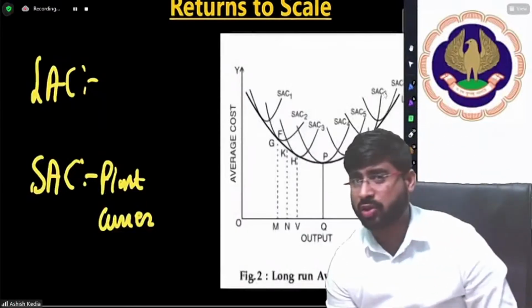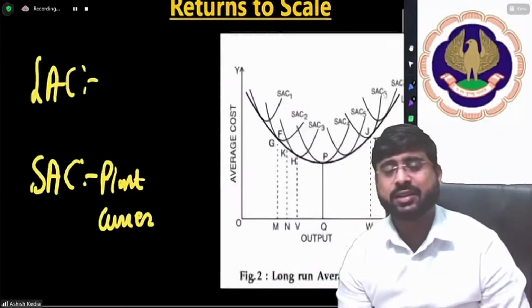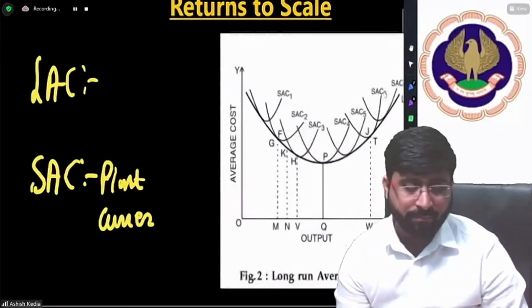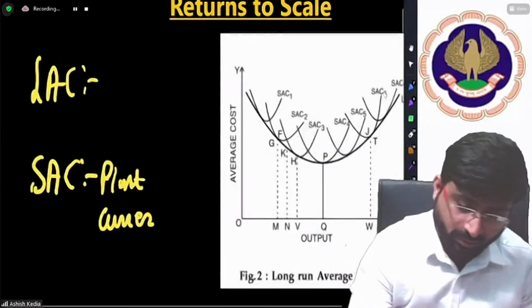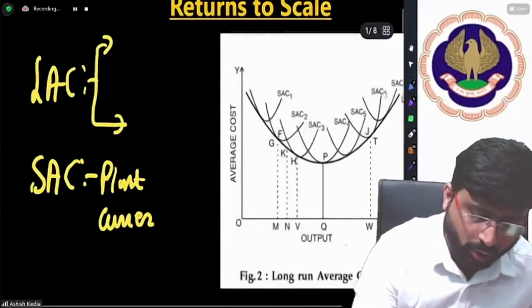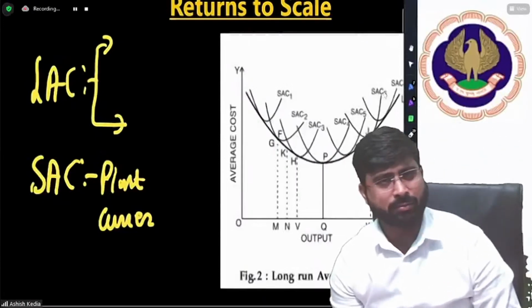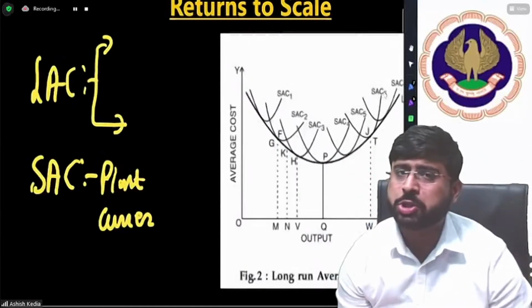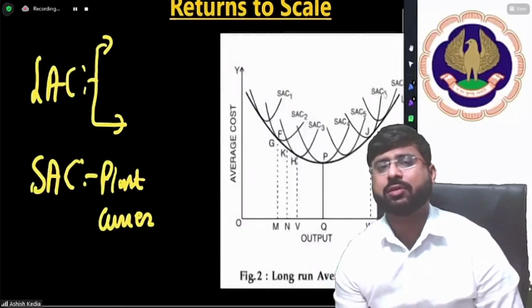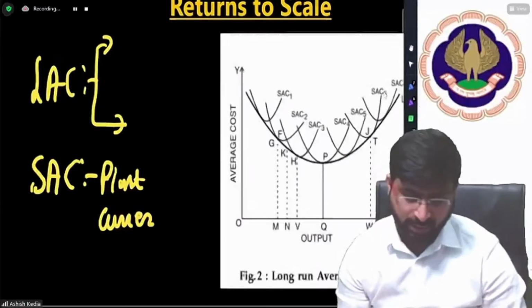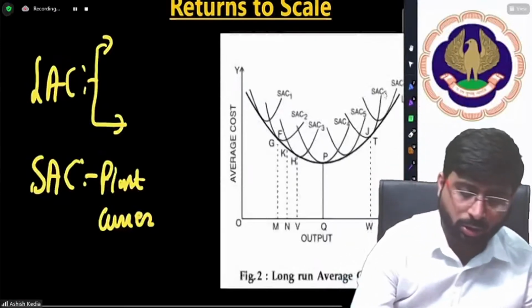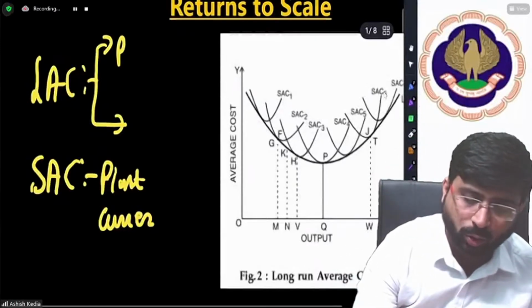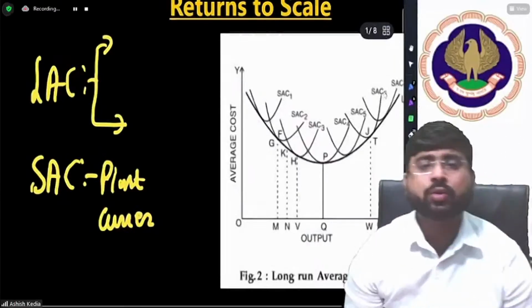We had discussed short run average cost curves yesterday, right? Yesterday means the last class, okay? Now we are discussing long run average cost curves. When I talk to you about long run average cost curves, they are also U-shaped, not because of the same reason, but yes, they are also U-shaped. Please remember, they are called by two names.